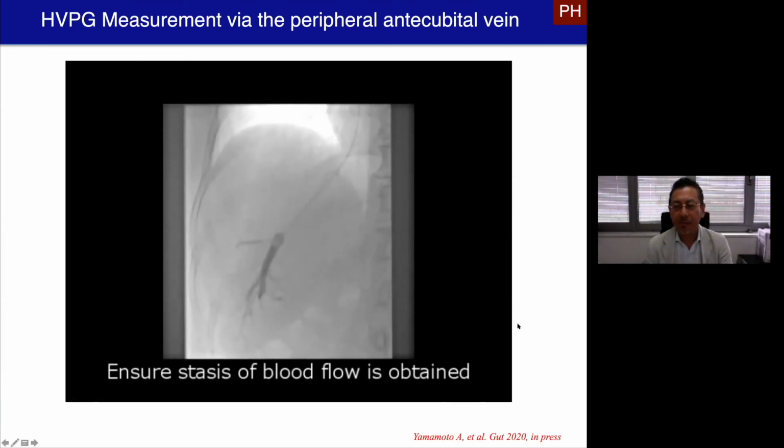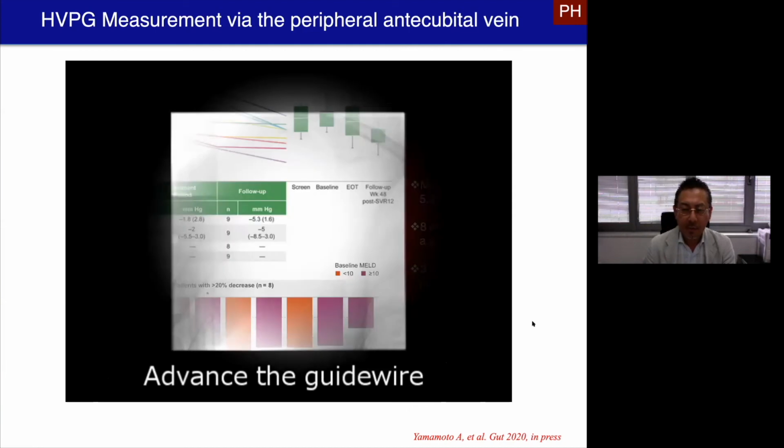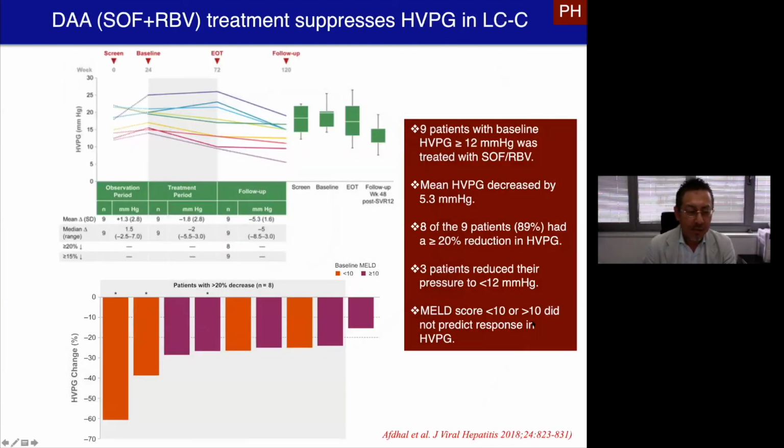Okay, I return to my topic. As shown in this report, in HCV-infected cirrhotic patients, DAA treatment was reported to suppress HVPG. In this report, 8 of 9 patients who had HVPG more than 12 mmHg before treatment showed a more than 20% reduction in HVPG. Thus, portal hypertension can be reduced by HCV eradication.